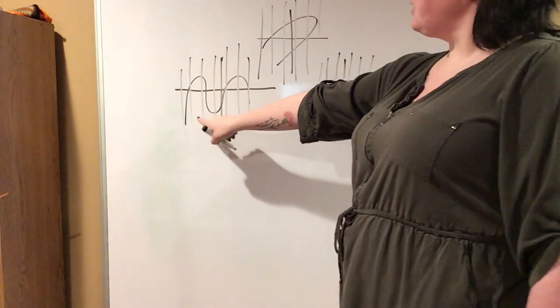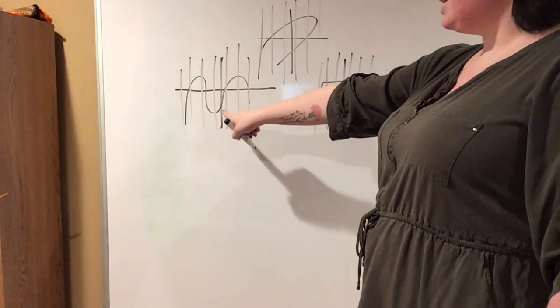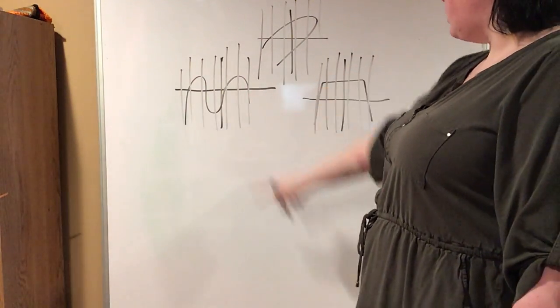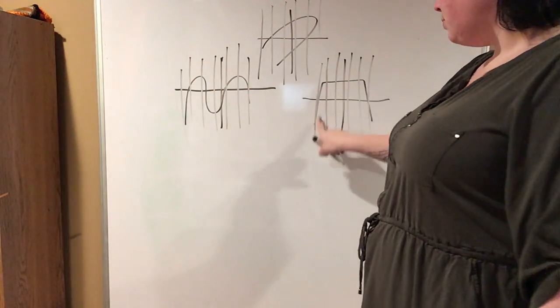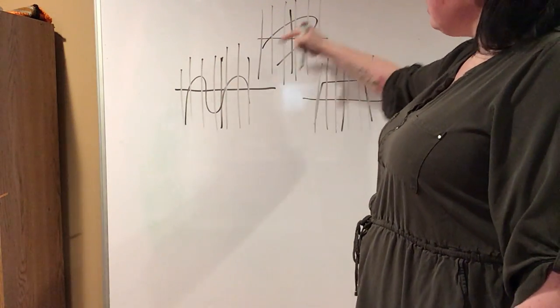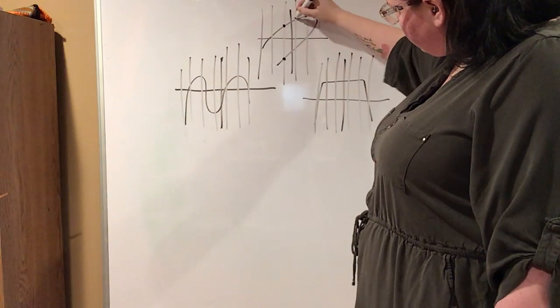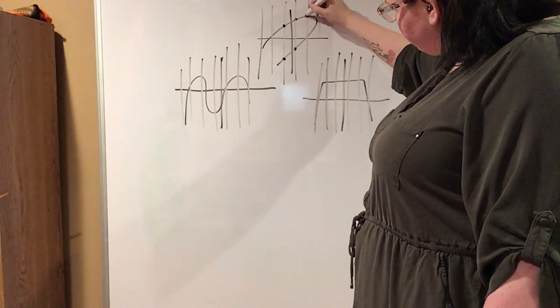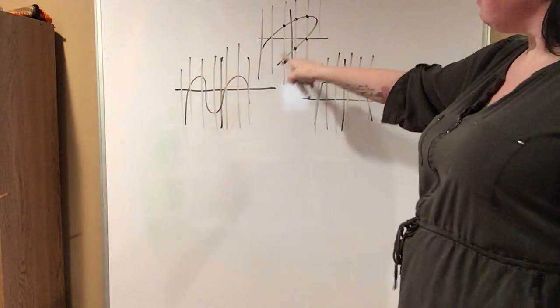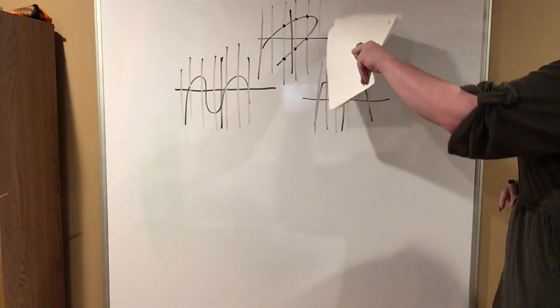Well, this one is a function. My drawing is terrible, but this is a function, because it's not hitting the same spot on the vertical line. This one's also a function because it's not hitting the same spot on the vertical line. This one is not. Because right here, and right here, and here, and here, you're hitting the same spot. So you can't have that. So this is not a function.